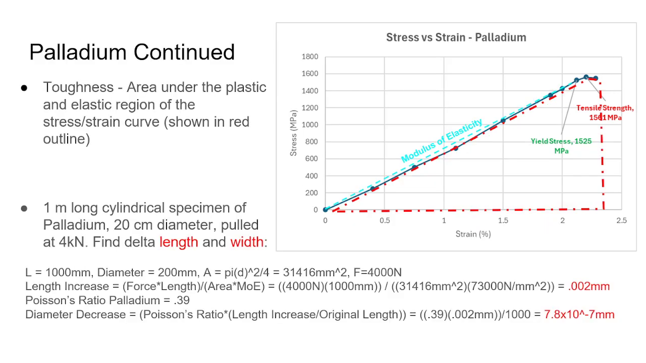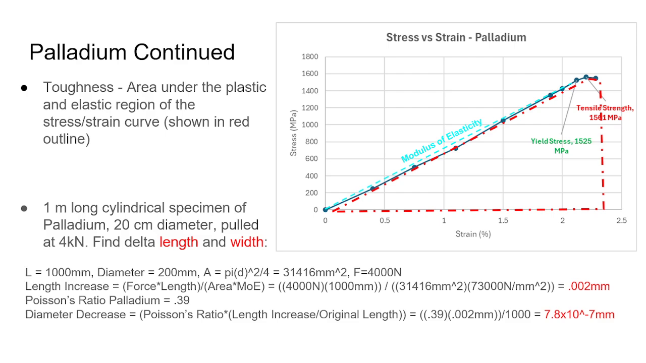So after resilience, we were asked to look at toughness. Again, we didn't have a formula to really calculate the toughness, but we know that the area under the elastic and the plastic region, so the area under the entire curve, shows what the toughness of palladium is, and that's outlined in red on the graph on the right hand side of the screen.